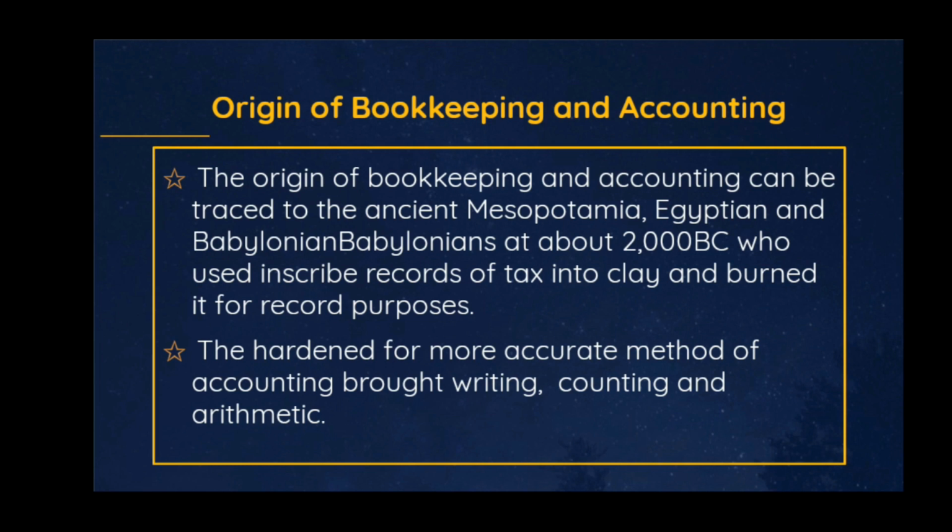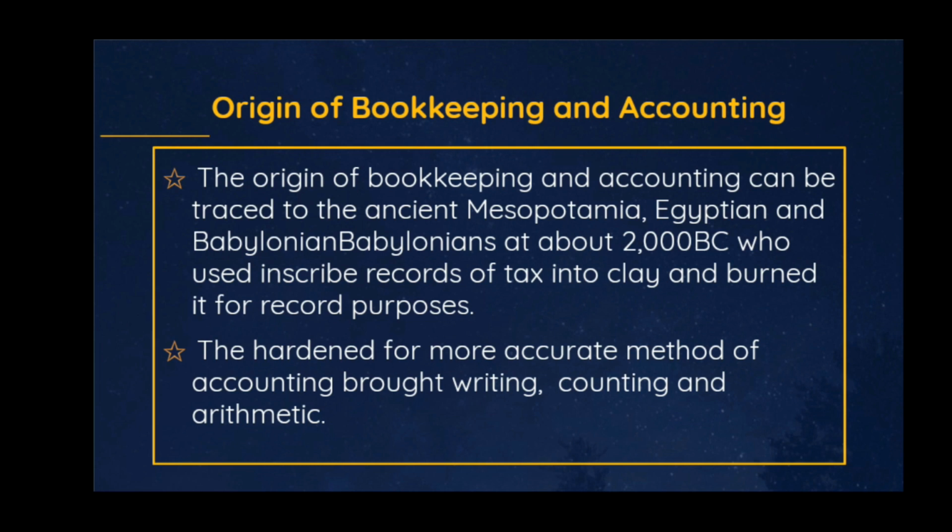The origin of bookkeeping and accounting can be traced down to the ancient Mesopotamia, Egyptian, and Babylonian at about 2000 BC. This was based on the discovery of the archaeologist who found a record of tax being inscribed on clay and burned to be hardened by the ancient Mesopotamian. But the drive for more accurate method of accounting brought about writing, counting, and arithmetic. That's the reason why researchers believe that writing and accounting came into existence almost at the same time.